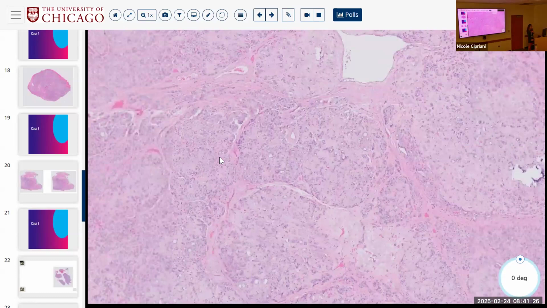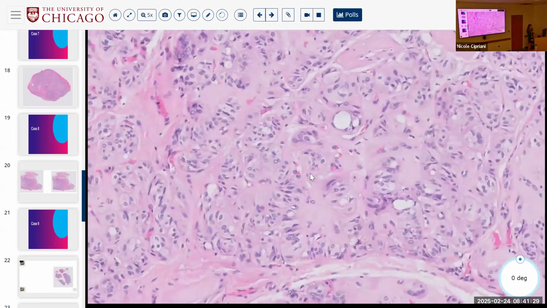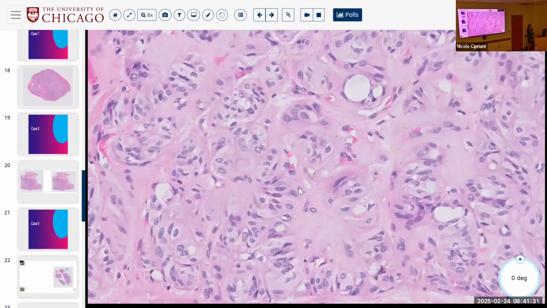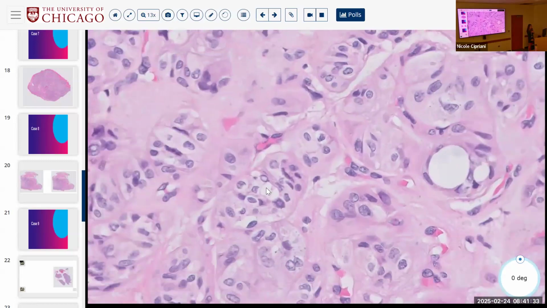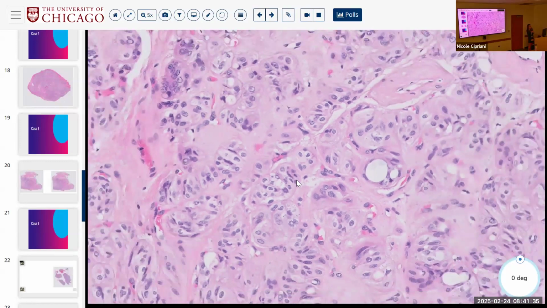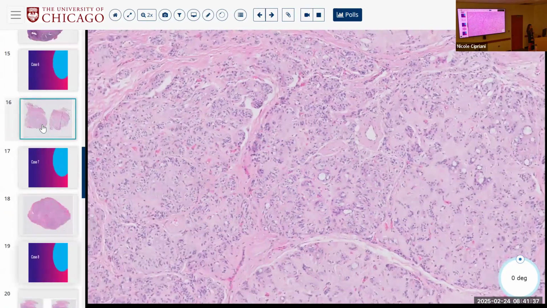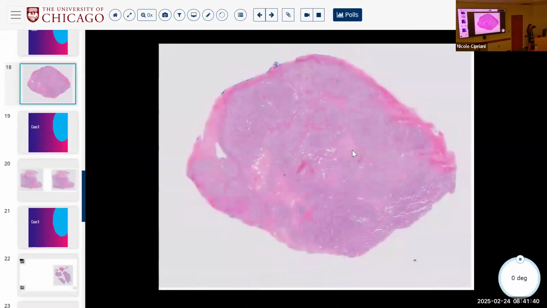This is in fact a hyalinizing trabecular tumor with these very, very elongated trabeculae with elongated nuclei. There's maybe one pseudoinclusion. So this is the PAX8-GLIS fusion tumor. Number 7.